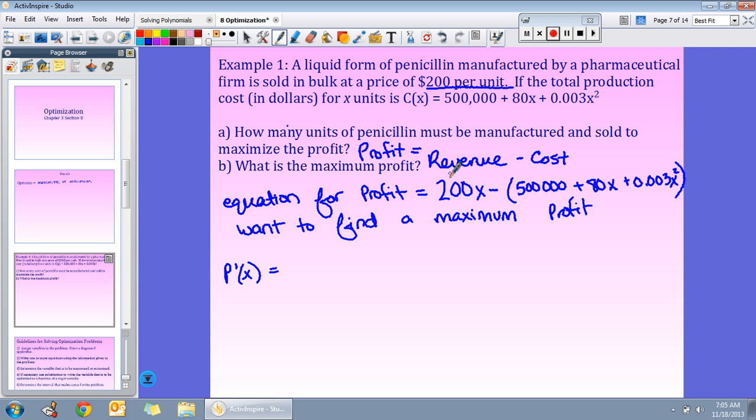What I'm going to do is go ahead and distribute this negative sign and say 200 minus 80 is 120. So I'm going to get 120 minus 0, minus 2 times 0.003 is 0.006x. So we actually don't need that 0 part at all. And then, like we do for all critical values, we're going to set this equation equal to 0 and solve for x.